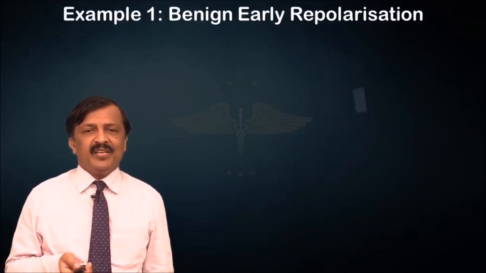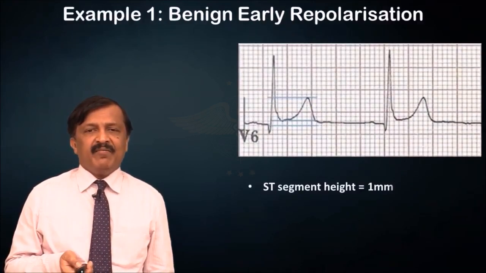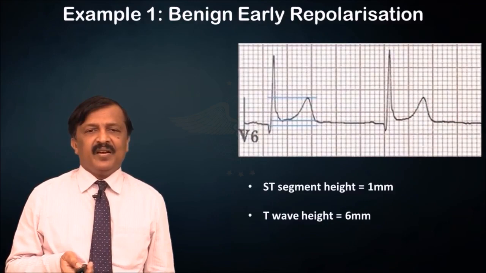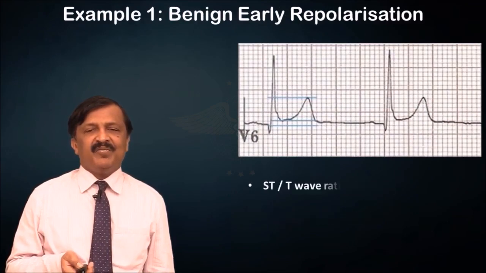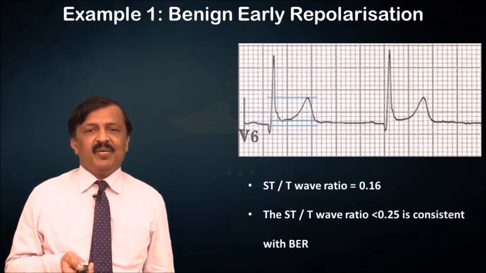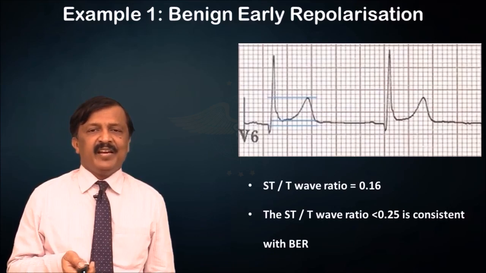Here if you see the T wave, it is around 6 millimeters, ST segment is around 1 millimeter. So, the ratio of ST to T is 1 by 6, that is 0.16, which is less than 0.25, consistent with early repolarization. So, here is the example of benign early repolarization. T wave is 6 millimeters, ST is around 1 millimeter, so 1 by 6 is this one.